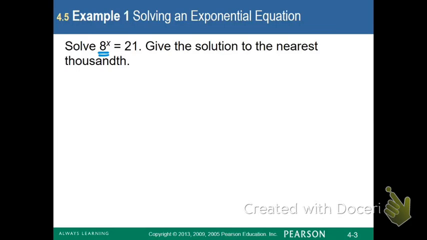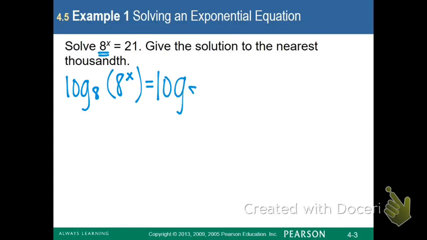We're going to take whatever the base is, so in this case 8, and then take the logarithm of each side. So I'm going to say log base 8 of 8 to the x is equal to log base 8 of 21. Because remember, what we do to one side, we have to do to the other side. Okay. Now, these will cancel out or undo each other. So on the left side, we're just going to be left with x.